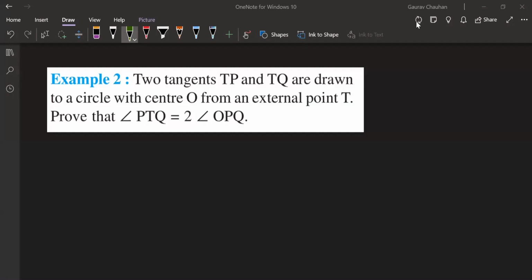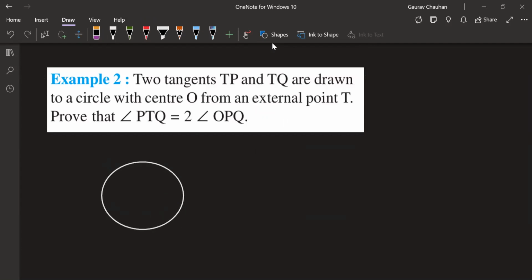Great. Two tangents TP and TQ are drawn to a circle with center O from an external point T. As you can see, the question states that from the same external point, two tangents are drawn. So let's draw a diagram for this.